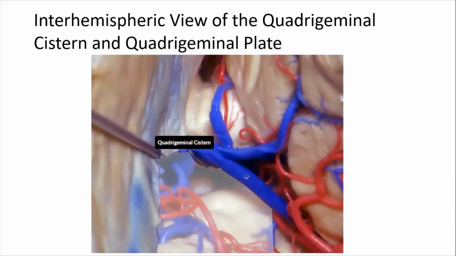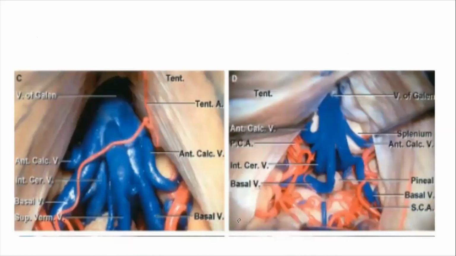This structure over here is the parieto-occipital veins, which drain into the vein of Galen and which ultimately drain into the straight sinus, as we can see over here. This highlighted structure is the quadrigeminal cistern, and over here these are the branches from the posterior cerebral arteries and the superior cerebral arteries supplying the quadrigeminal cistern.